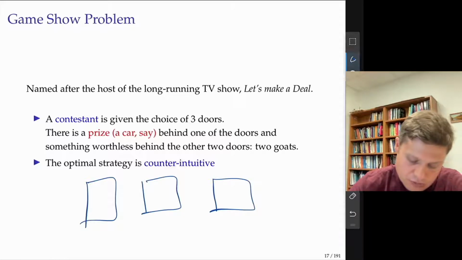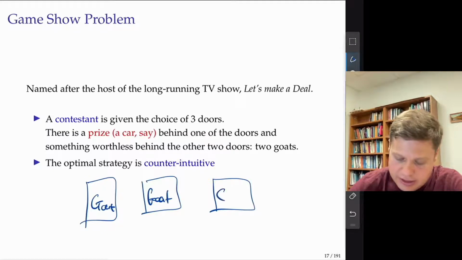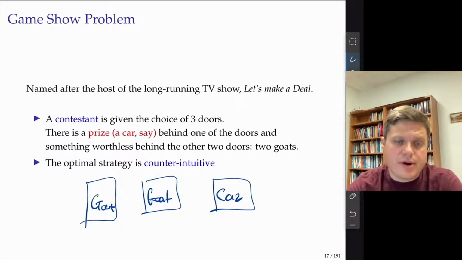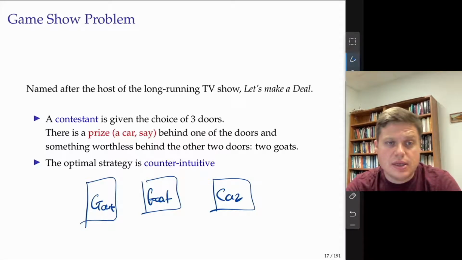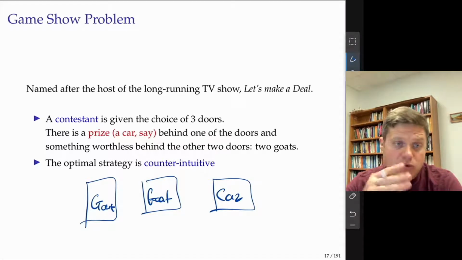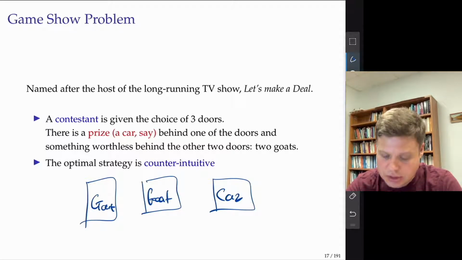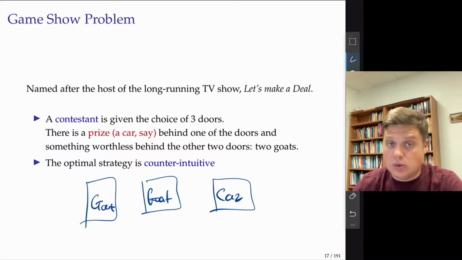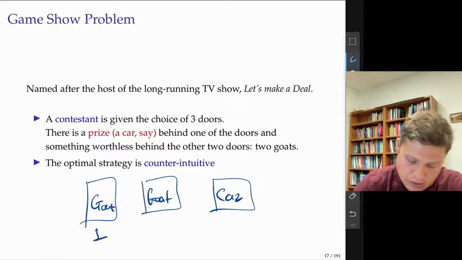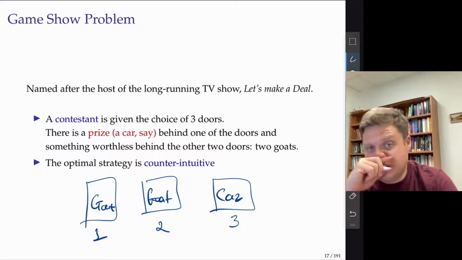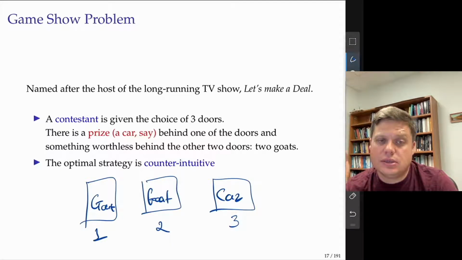I'm not gonna try to draw a goat, so I'm just gonna write goat. And another has a car. So car is a valuable prize and goat is worthless. And what happens, the participant doesn't know which door has a goat and which door has a car. The participant picks a door. So the doors are numbered 1, 2, and 3. And then the host opens another door.